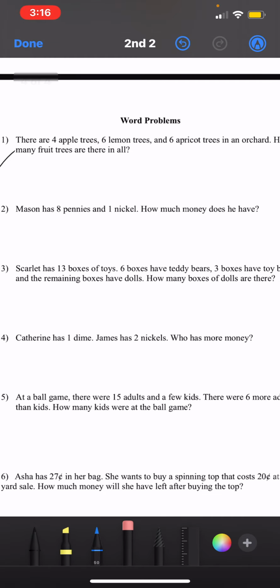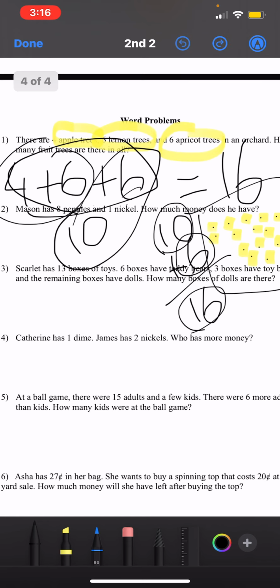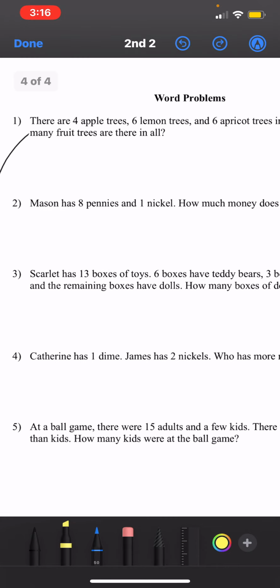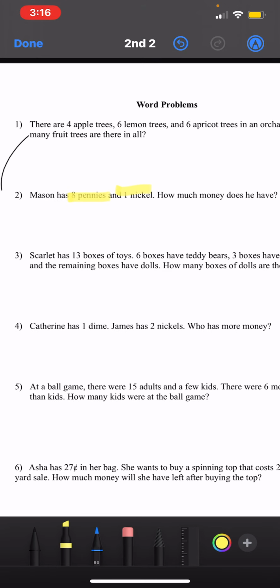Number 2 says Mason has 8 pennies and 1 nickel. How much does he have? That's another problem telling us to combine. So we have to add again. So let's highlight our key details first. It says Mason has 8 pennies and 1 nickel. And they're asking us to combine those two.